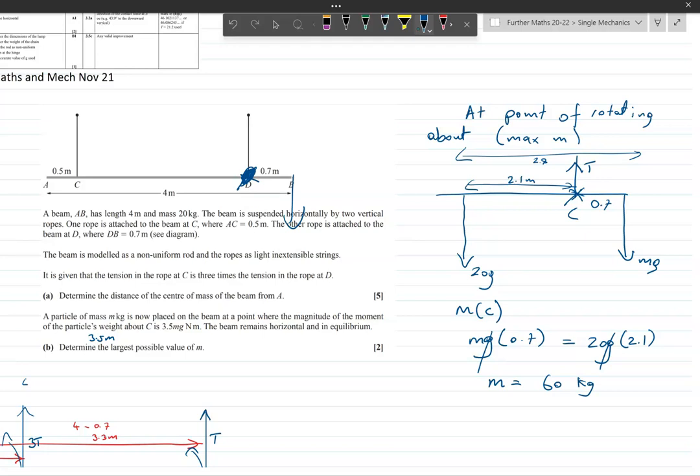Any more than 60 kilograms, it's going to rotate. Any less, and we're going to have some tension in C. But at the point where it's on the point of rotating, there won't be any tension at C. So that's what that's all about. Okay, so that's it. Relatively straightforward. But B was confusing, definitely the way it's worded. But part A was nice and straightforward.